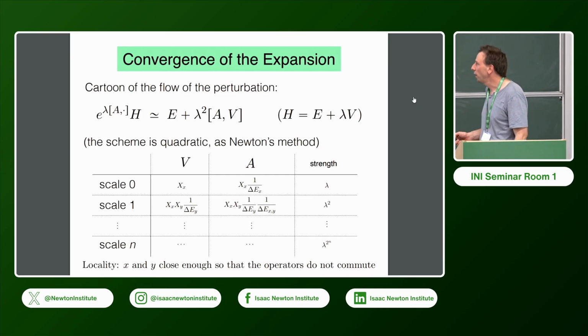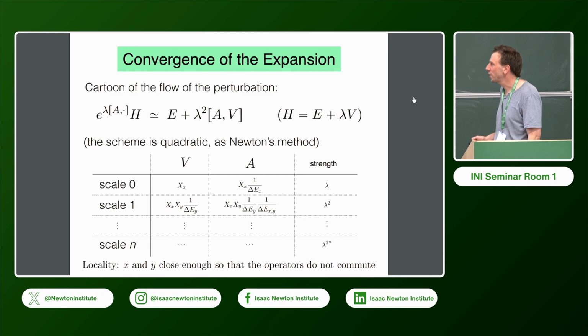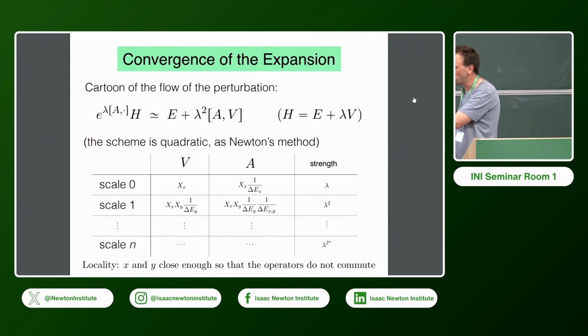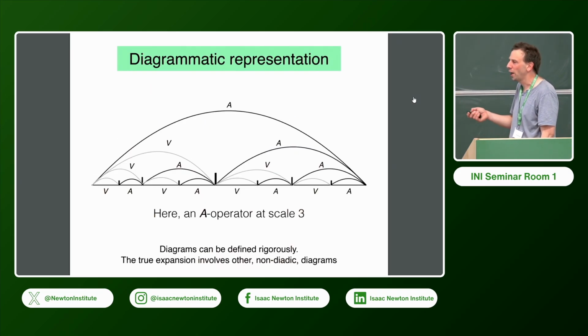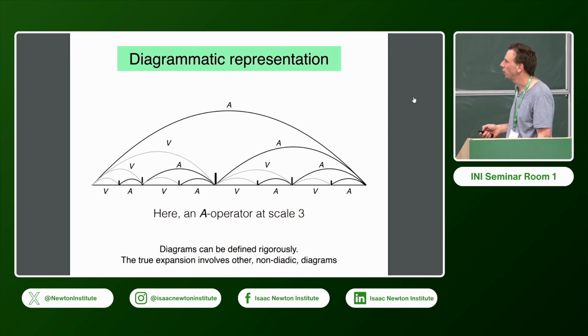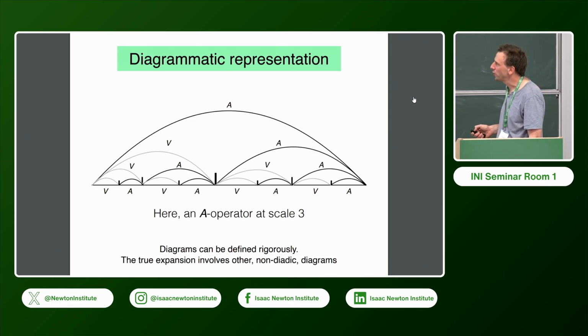And then, well, you proceed, right? And eventually at scale n, you're going to have a coupling constant that, if things would go perfectly well, like in the Newton-Raphson method, it's a quadratic scheme, actually, right? So you would get a perturbation of order lambda to the 2 to the n, which is not exactly what happens because it's a bit more subtle, but basically that is what you expect. Okay, and you can draw diagrams for that. I'm going to spare you this, right? But basically, every arch here represents a denominator. So it's a way to figure out how many denominators you get.